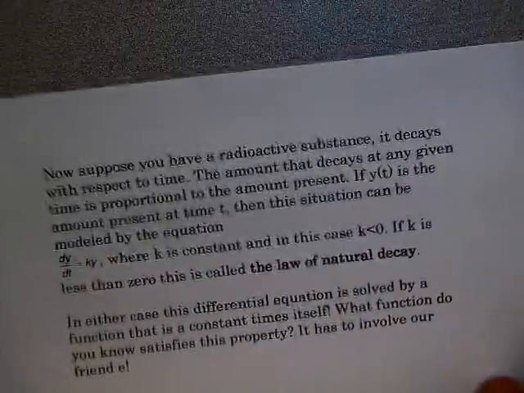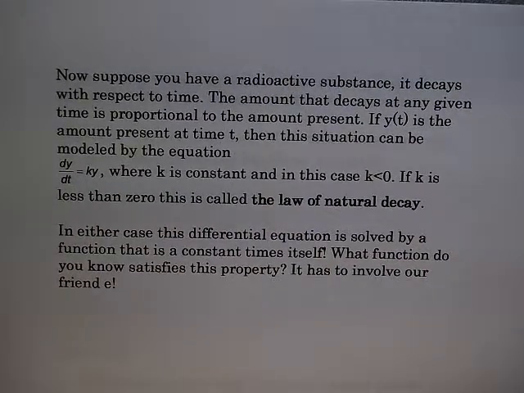Now, suppose you have a radioactive substance, and it decays with respect to time, because that's what radioactive substances do. The amount that decays at any given time is proportional to the amount present. If you have 1,000 grams of this substance, and you lose 10% every hour, then 10% of 1,000 is 100 grams. While if you only have 1 gram of this substance and still lose 10% per hour, it's 0.1 grams. So again, the rate of change is proportional to the amount present.